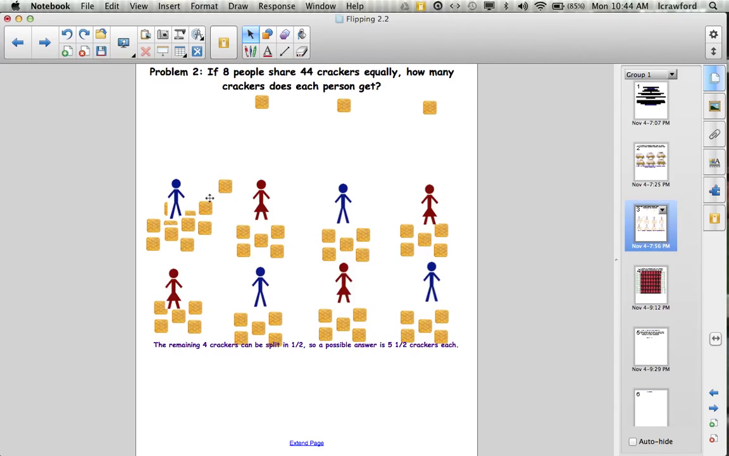This cracker can be shared between her and him. This cracker can be shared between him and her. This cracker can be shared between her and him. And this cracker shared between her and him. The remaining 4 crackers can be split into half, so a possible answer is 5½ crackers each.